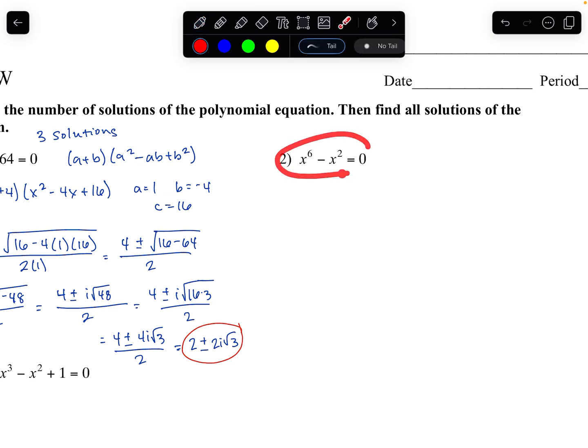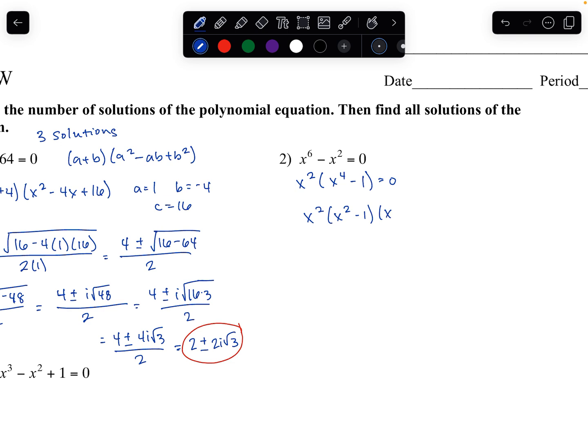Next up, we're going to do this one right here. So again, first thing we're going to default to is to do some factoring. So I can take out an x squared, and I'm going to be left with x to the 4th minus 1. Okay, and I'm still looking to factor, so I can factor this right here. So I have x squared. This can turn into x squared minus 1 and x squared plus 1.